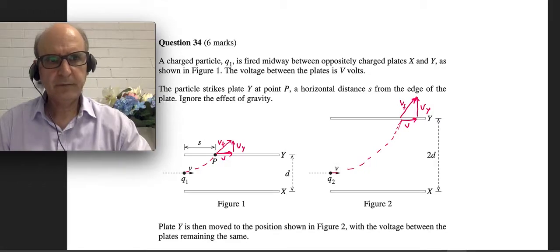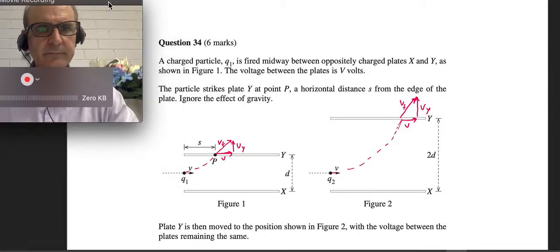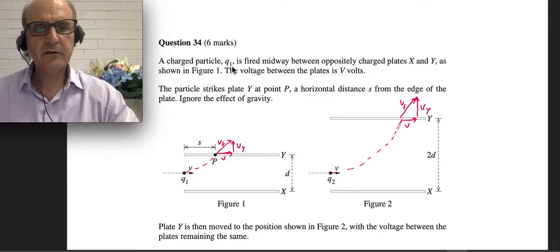Hello. In this lesson, we are looking at question 34 of 2020 HSC Physics. A charged particle Q1 is fired midway between oppositely charged plates X and Y, as shown in Figure 1. The voltage between the plates is V volts. So between these two plates we have a voltage difference of capital V volts.